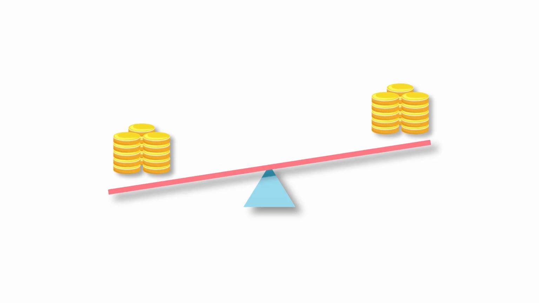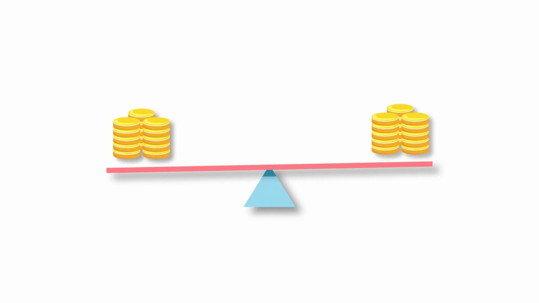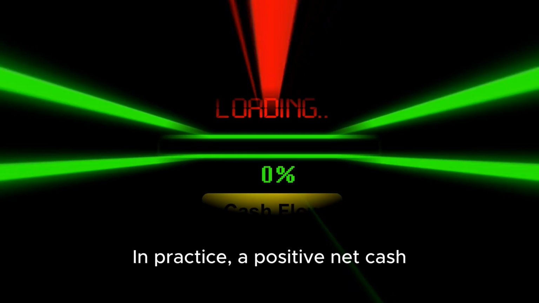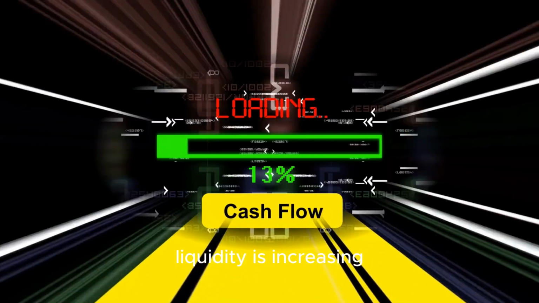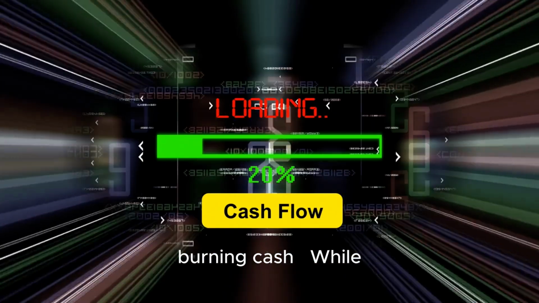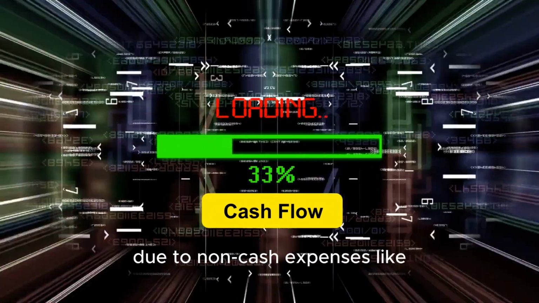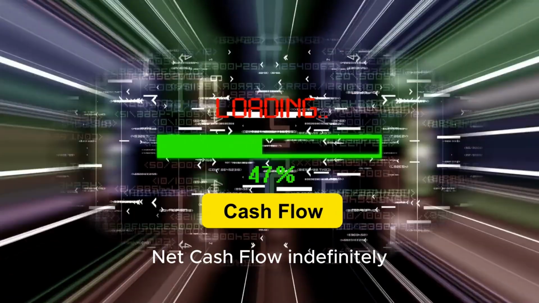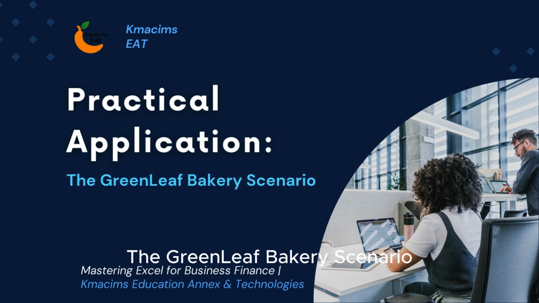Net cash flow. The water level. This is the difference between inflows and outflows over a period. Positive means surplus, negative means deficit. The formula is total inflows minus total outflows. In practice, a positive net cash flow means your liquidity is increasing. A negative net cash flow means you are burning cash. While a business can sustain negative net profit temporarily due to non-cash expenses like depreciation, it cannot sustain negative net cash flow indefinitely.